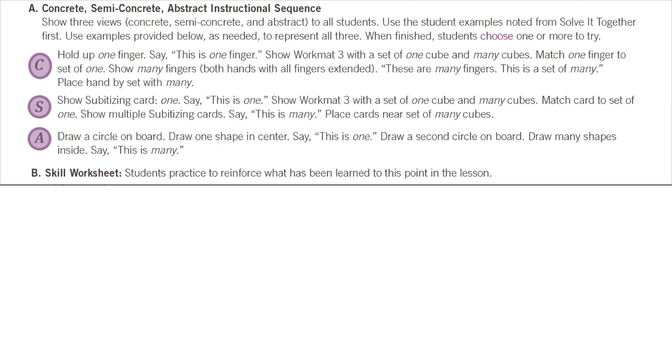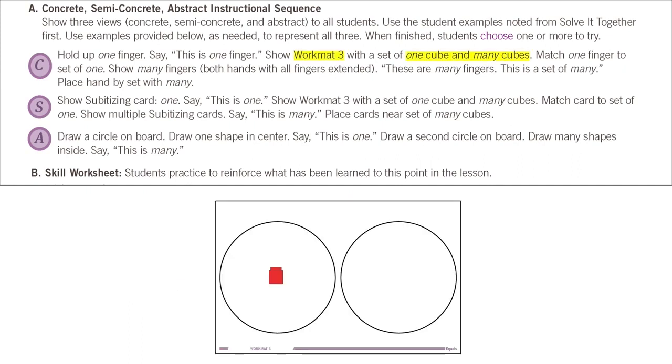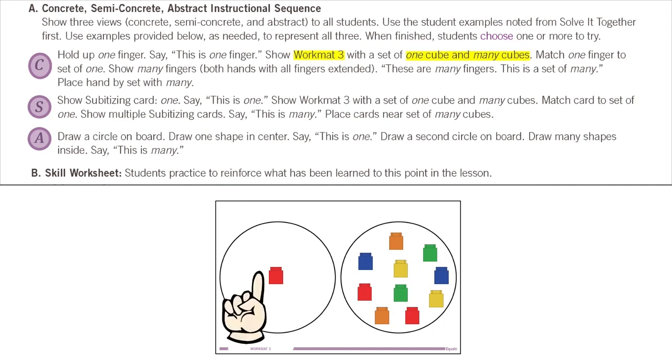For concrete, we will hold up one finger. Say, "This is one finger." Show workmat 3 with a set of 1 cube and many cubes. Match one finger to set of 1. Next, we'll show many fingers, both hands with all fingers extended, and say, "These are many fingers. This is a set of many." And place both hands by the set with many.